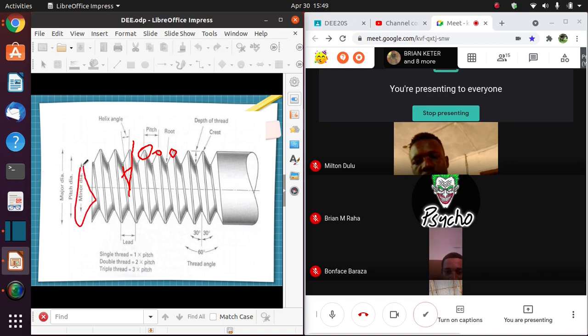The minor diameter is this distance from here to here. Mali root and root zinapatana. From one root on one side to the other side. That is the minor diameter. The major diameter is from one crest to the other side of the crest. That is the major diameter. Pitch diameter is usually center, iko katikati ya hizo mbili.